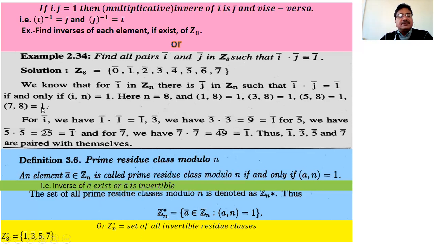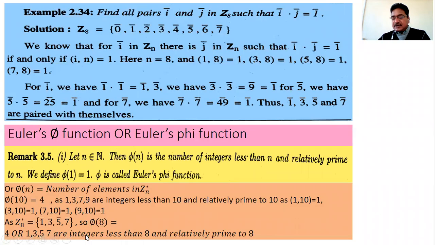So for instance, what is Z8 star? Z8 contains these 8 elements. But Z8 star is 1 bar, 3 bar, 5 bar, and 7 bar, because these 4 elements have multiplicative inverses. So Z8 star is 1 bar, 3 bar, 5 bar, and 7 bar, containing 4 elements. In this fashion, if we write Z6 star, what is Z6 star?